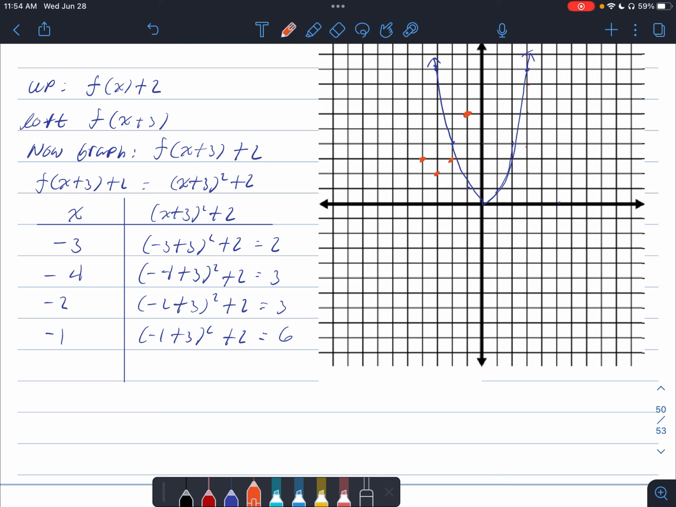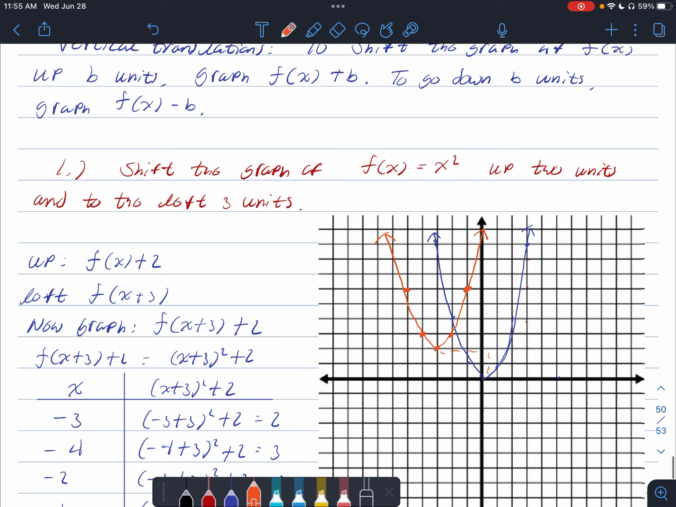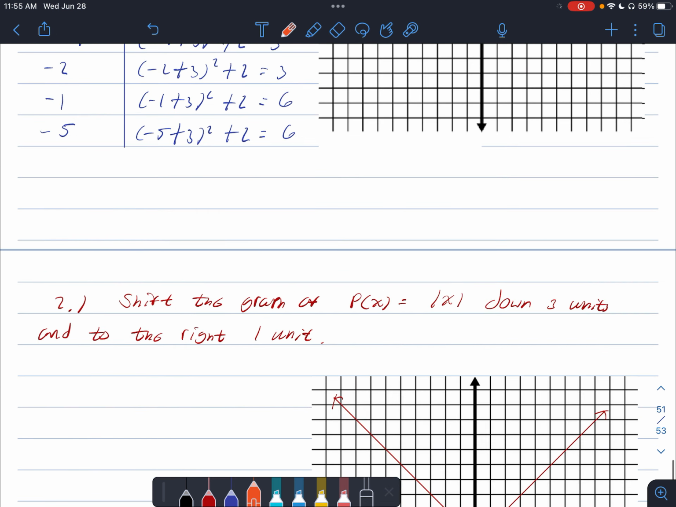Okay, that'll be -2 squared. Again, 4 plus 2 is 6. So -5 will give us 6 as well. So if we trace this out, we're going to get, again, basically the same graph. Again, it's just now we have moved up 2 units. We've gone up 2, and we've gone to the left 3. Okay, which is exactly what we wanted. So we're kind of demonstrating why these rules work here.